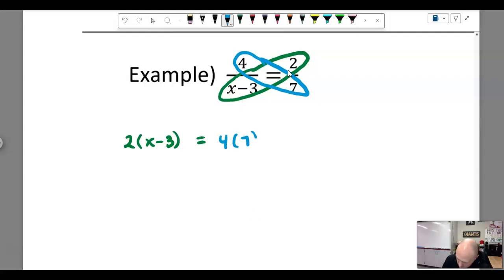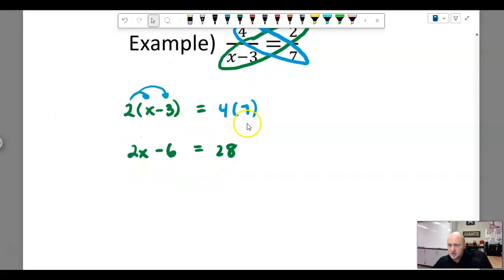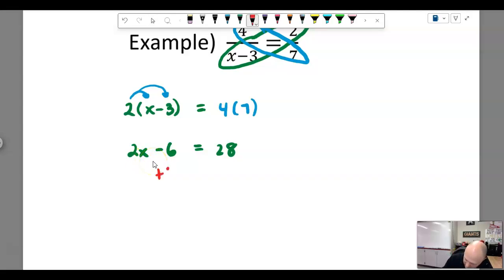So I get 4 times 7. Here's how these questions are different. I just have 2 times x minus 3. You have to remember to distribute that 2 to that -3. That is usually the error students make. So 2x minus 6 is equal to 4 times 7, which is 28. Now I have a two-step equation, which I know you did in junior high. I'm going to use SADMEP, reverse order of operations, to isolate my x. I'm going to add 6 to both sides.